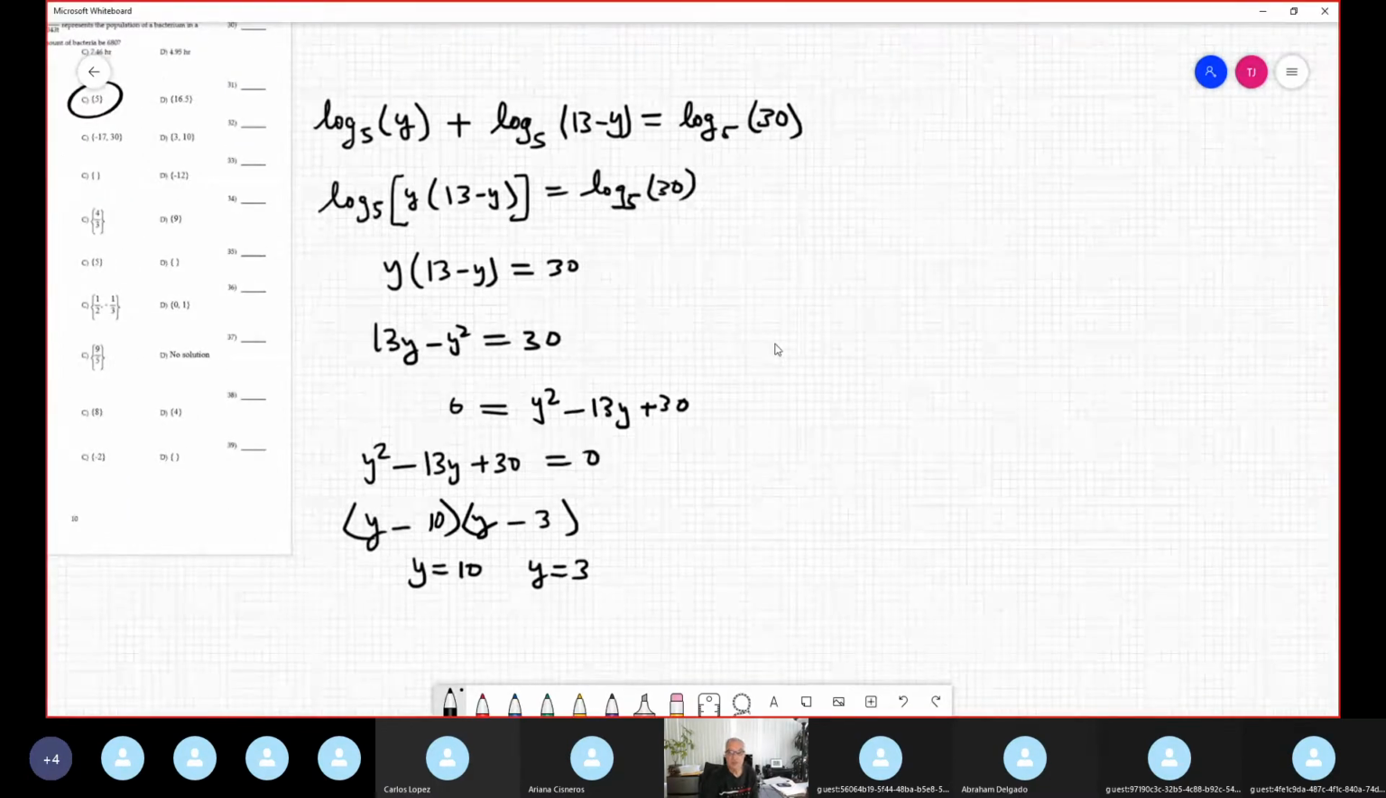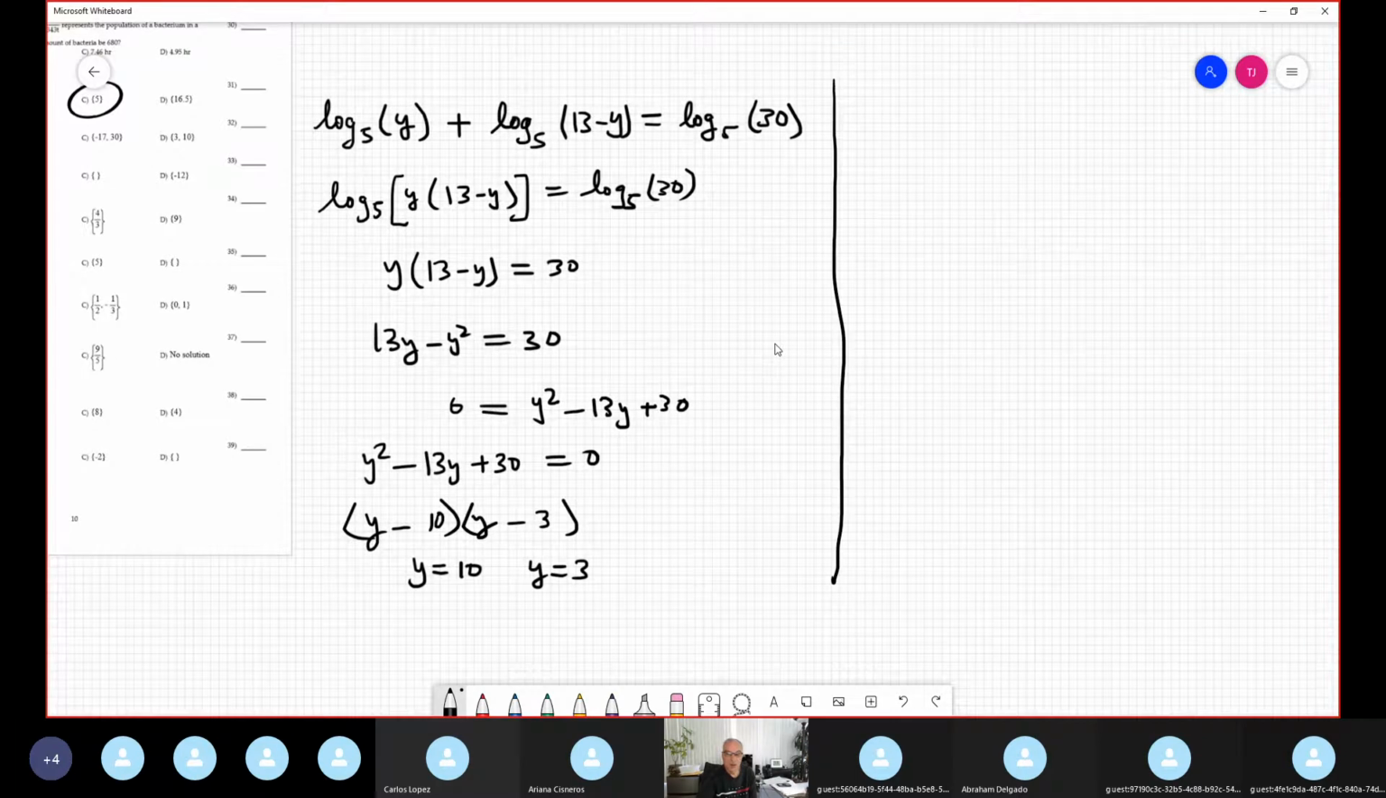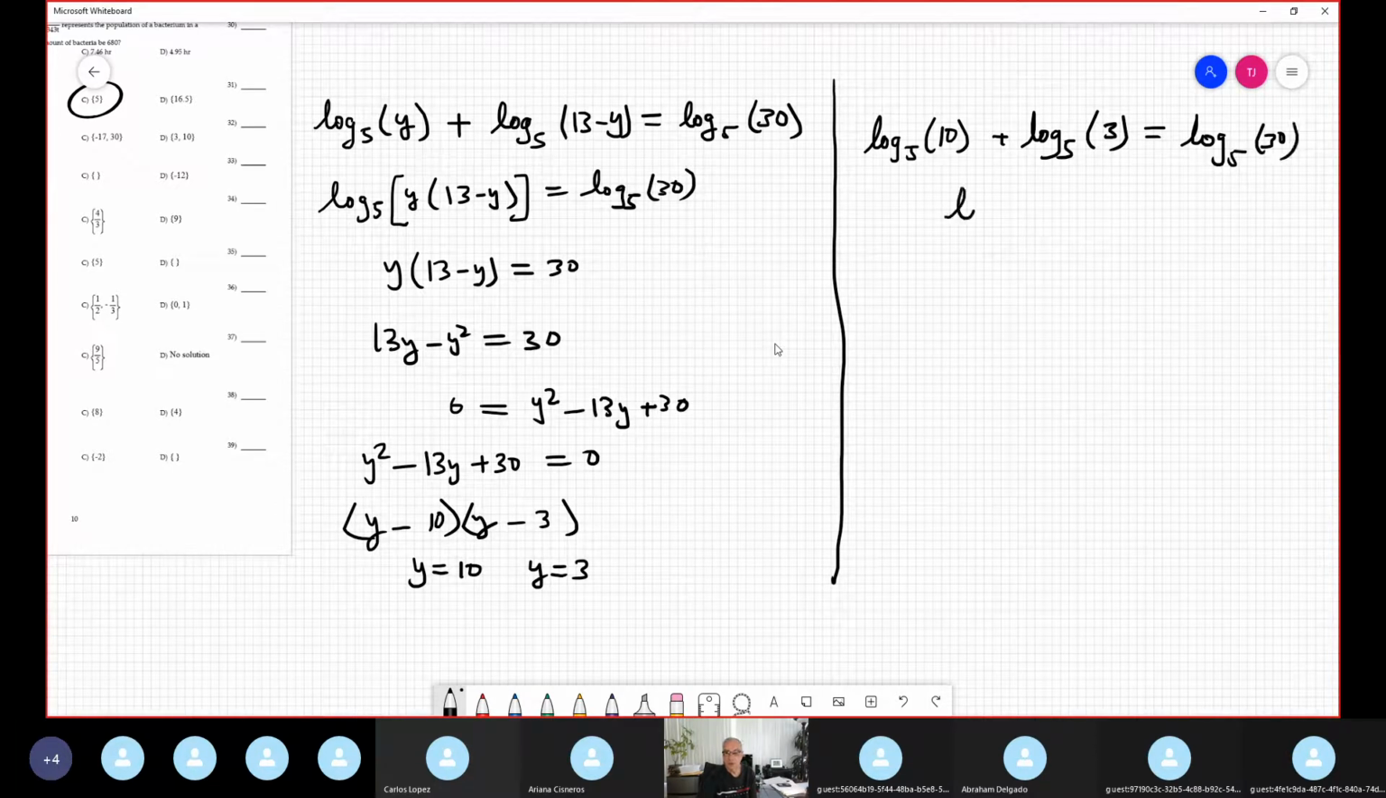Checking for 10. Plugging in: logarithm base 5 of 10 plus logarithm base 5 of 3, because 13 minus 10 is 3, equals logarithm base 5 of 30. It's obviously true because when you condense this, applying the property one more time, it's 30. Wow, fantastic. True. 10 is good.